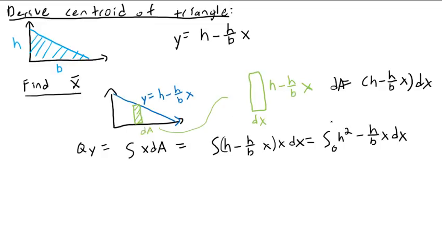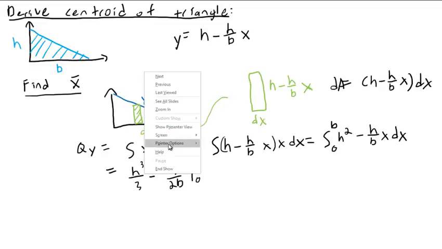Yes? Where did you get the other x? Ah, where did I get this other x? Oh, x dA. x dA, yes. Okay. So this is calculus in terms of constants. So then the integral here, if I evaluate that, is going to be h cubed over 3 minus h x squared over 2b evaluated from 0 to b.